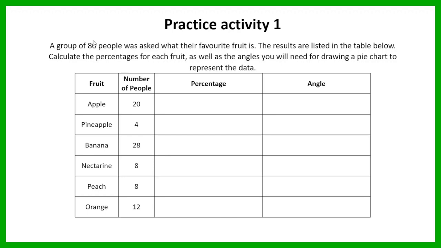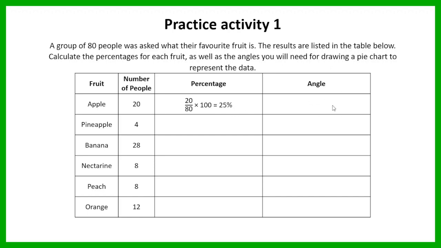So we know that the total number of people in the group was 80. They told us that over there. So to work out a percentage, we take the number divided by the total, so that'll be 20 over 80, and we multiply that by 100, and that will give us a percentage. So when we work this out, it'll give us 25%. So to work out the percentage for the apples, we're going to take the number divided by the total, so it's 20 divided by 80, and multiply by 100 to get a percentage. And the reason we multiply by 100 is because percentage is an amount out of 100.